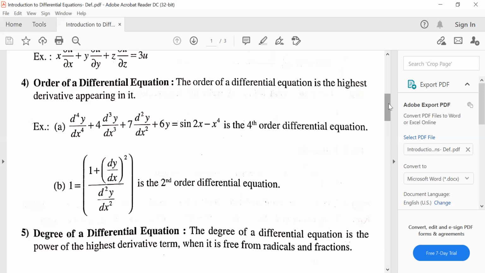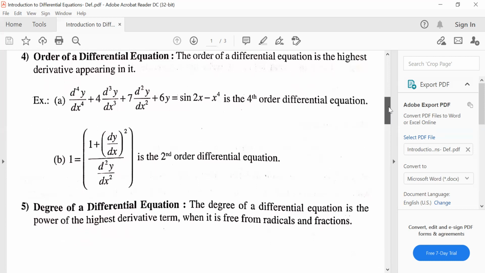In the same way, one more important definition is degree. What is the degree of a differential equation? Degree is nothing but the power of the highest derivative appearing. We also need to see that it is free from all radicals and fractions. If they are there, we have to remove them and then finally comment on the degree of a DE.